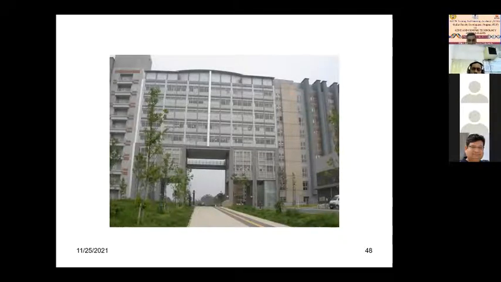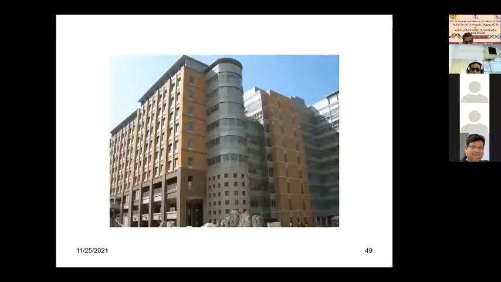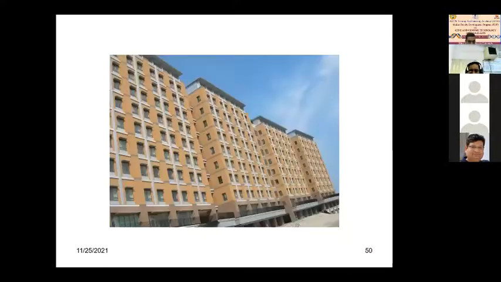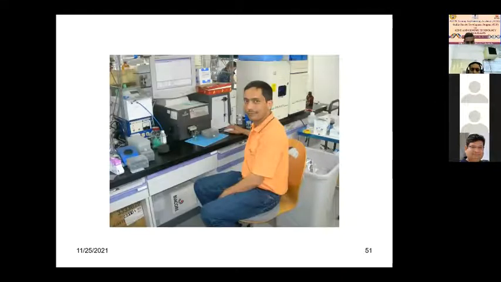So this was the new building. After a year, I shifted to this new building. It is a huge structure, very nicely made. Next, please. So this is the engineering block. Next, please. This is one set of the engineering block. Next, please.